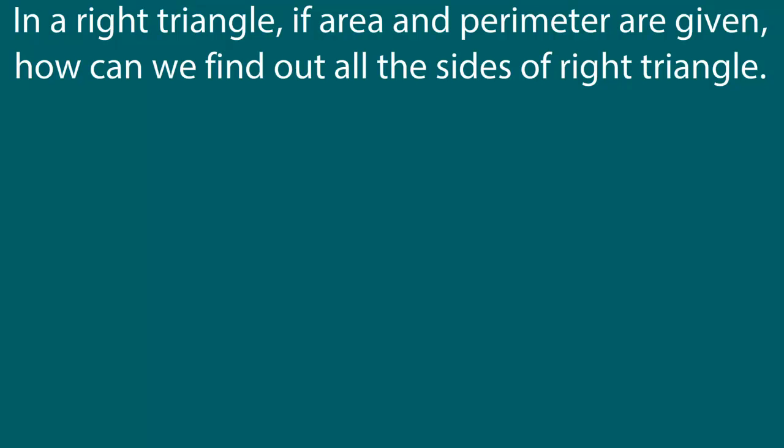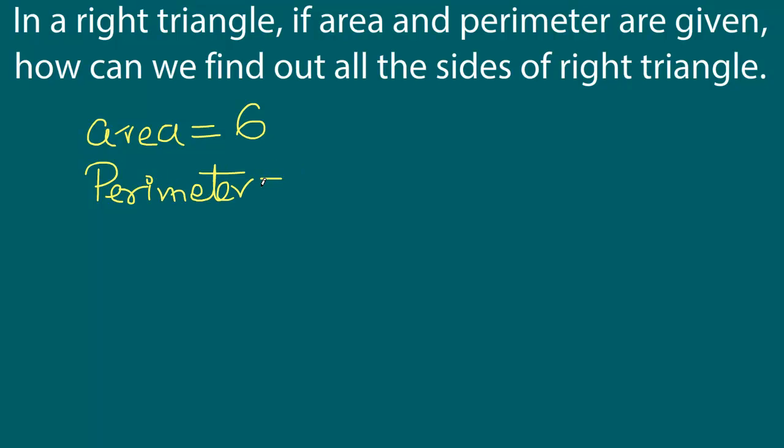So let's say that the area of the right triangle is given as, say, 6. And also let's assume that the perimeter is given as 12. And we are now asked to find out all the 3 sides of the right triangle.